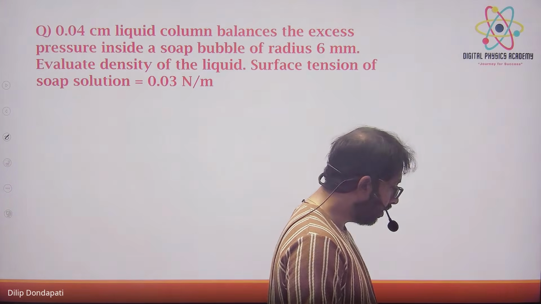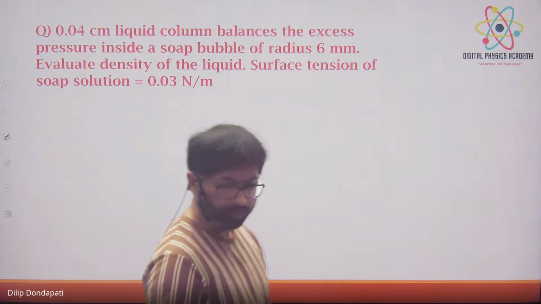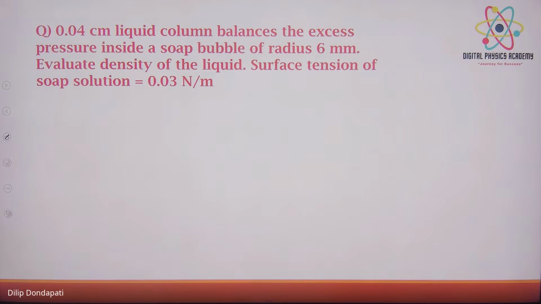They'll combine this with the pressure one. Do it neatly. A 0.04 centimeter liquid column balances the excess pressure inside a soap bubble of radius 6 millimeters. Calculate the density of the liquid. The surface tension of the soap, T, is given to you.